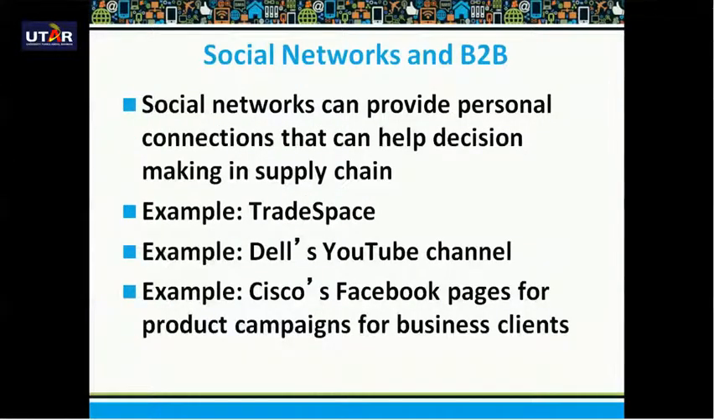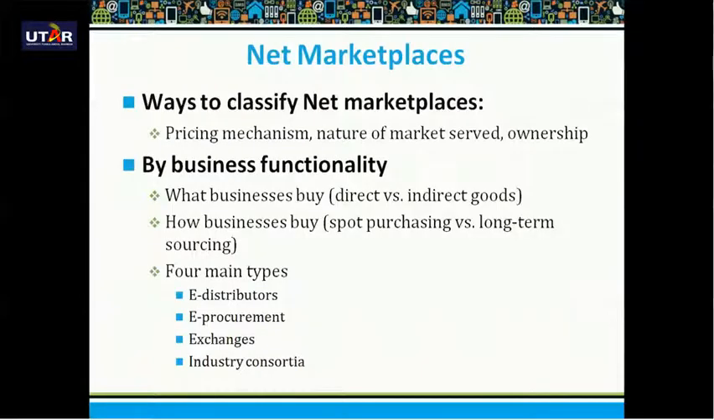Social networks and B2B. Social networks can provide personal connections that can help decision making in supply chains. For example, TrackSpace, Dell, YouTube channels. Example, Cisco Facebook page for products campaign for business clients.